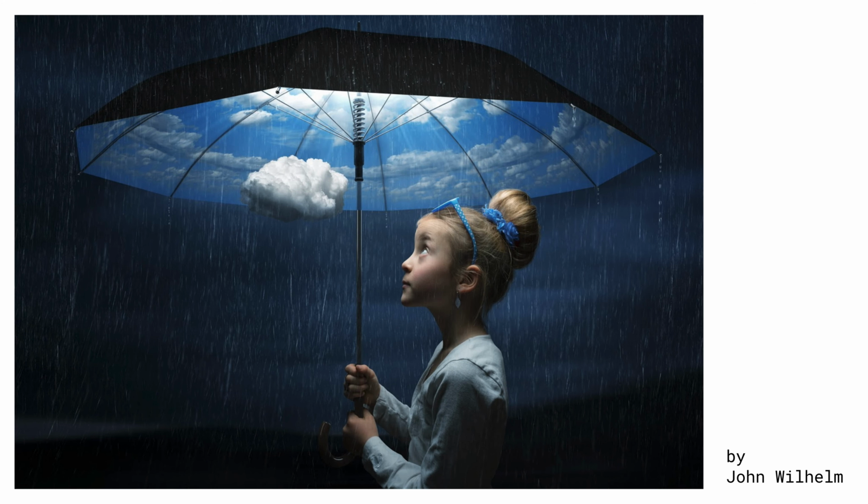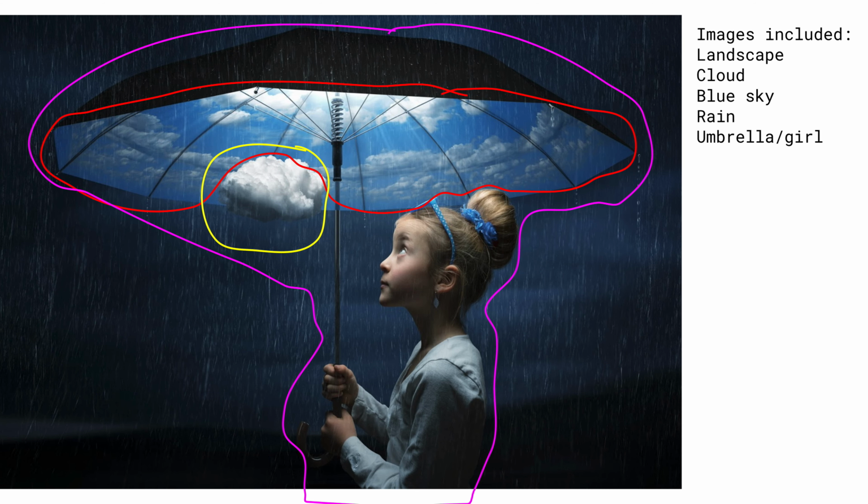So here is an idea of a composite image, right? When looking at this, I think I could be convinced that there were at least 6 different images. So I tried to circle what I thought were different images, right? There's going to be the image of the young lady holding the umbrella.